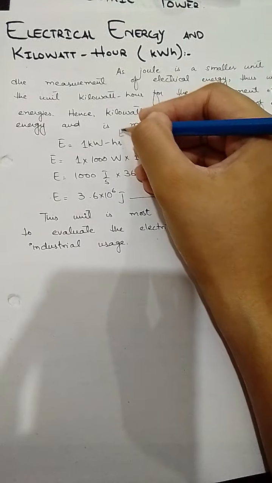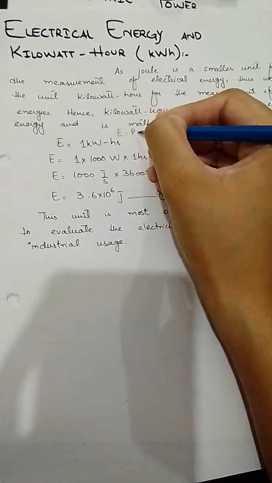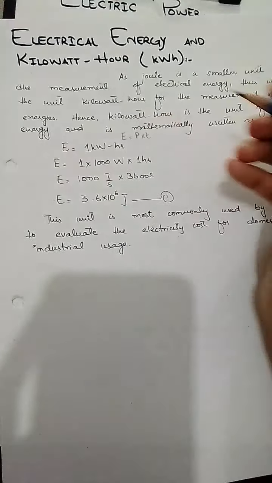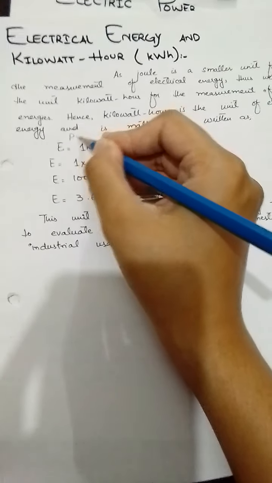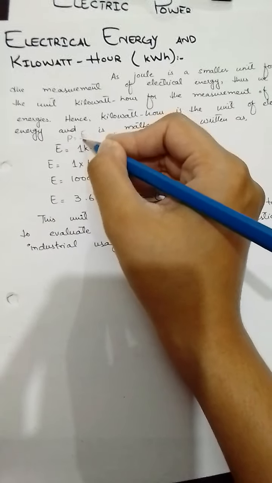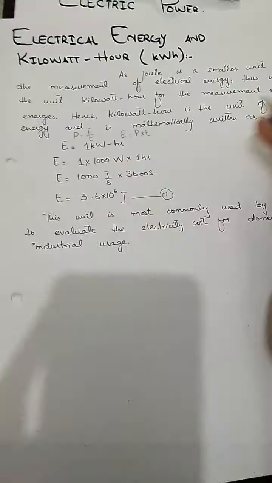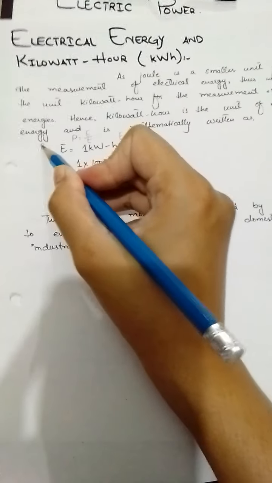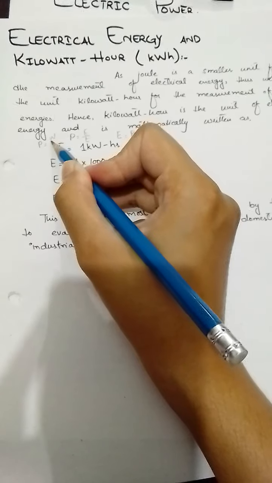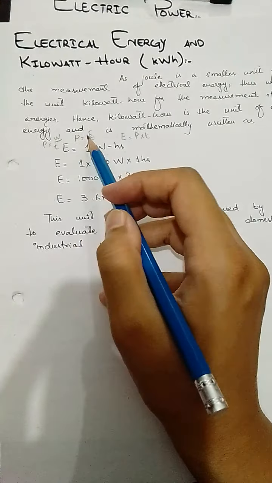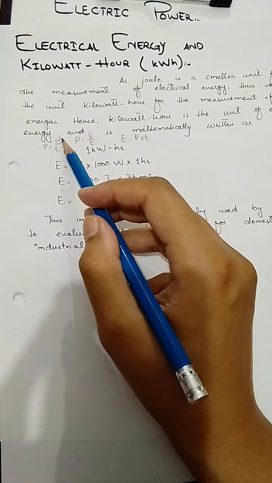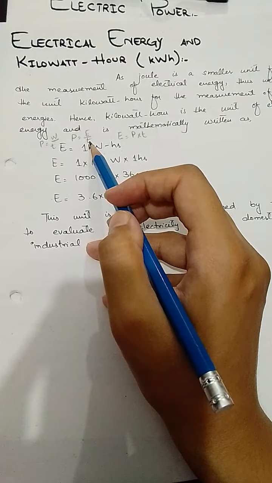E equals P into T. And where did we evaluate this from? P equals E by T. And where did we get this from? P equals W by T. So this is the definition of power, putting W equals E. So it becomes P equals E by T.